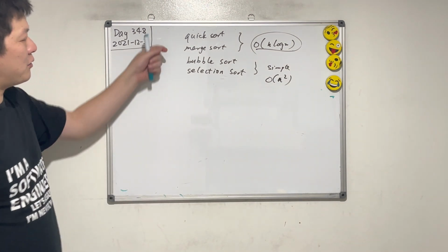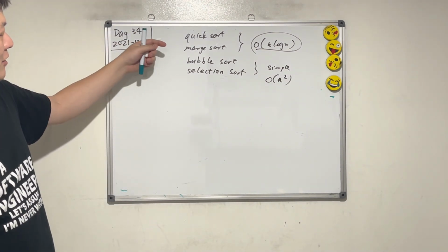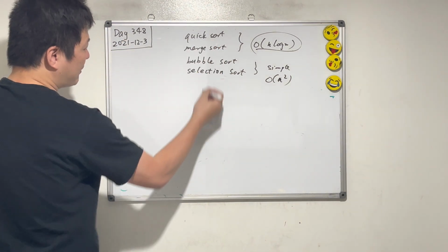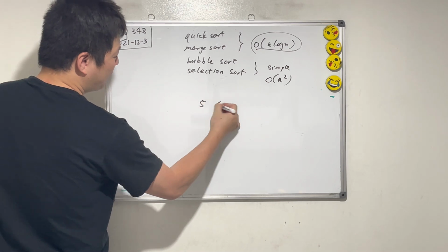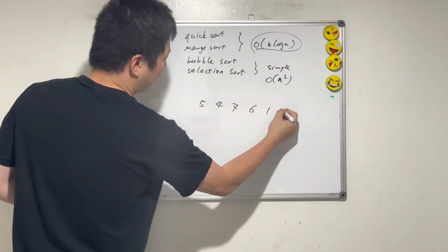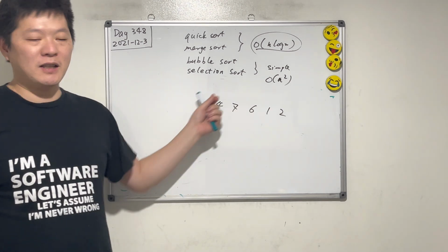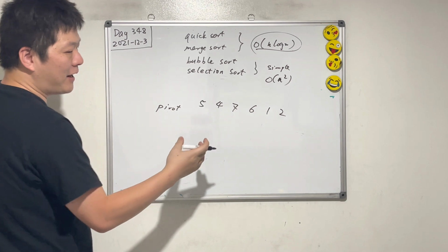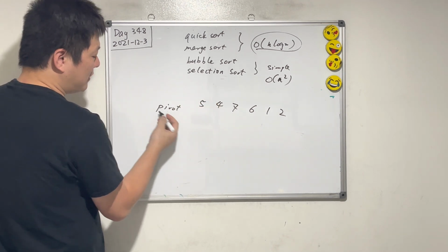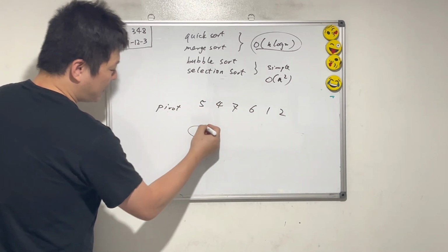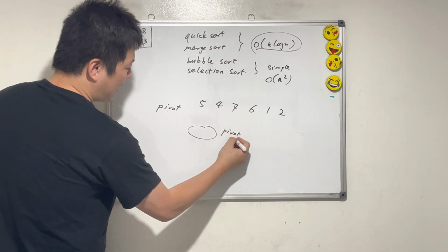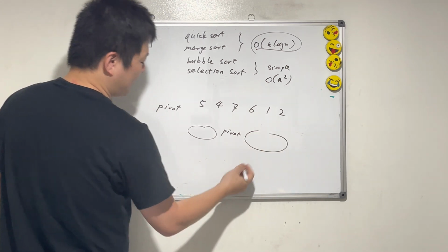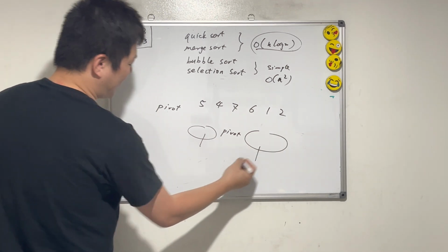Okay, so now let's just do a quick review of how these algorithms work. For example, we have quick sort, let's say 5, 4, 7, 6, 1, 2. In quick sort we randomly pick a number as a pivot, and then we try to put all the elements smaller than the pivot on the left, and that's the pivot, could be many, right? And then all the elements that are bigger than the pivot on the right. So then we recursively sort the left and the right, right?